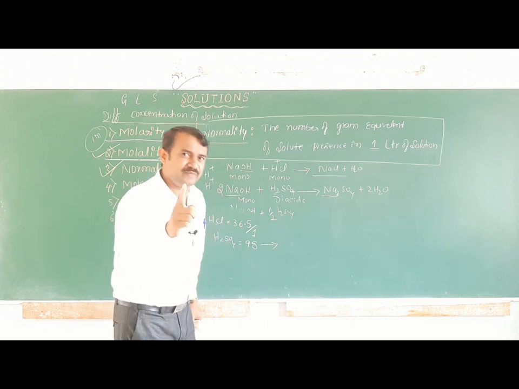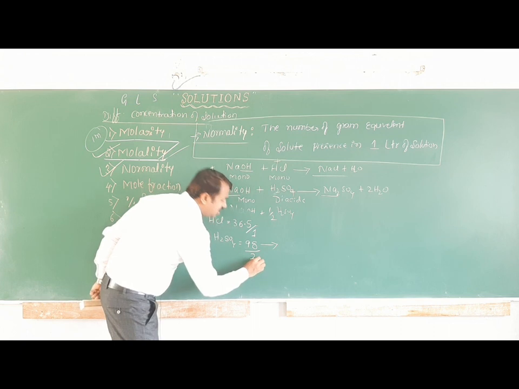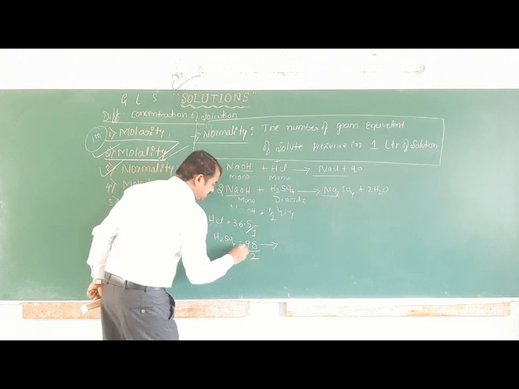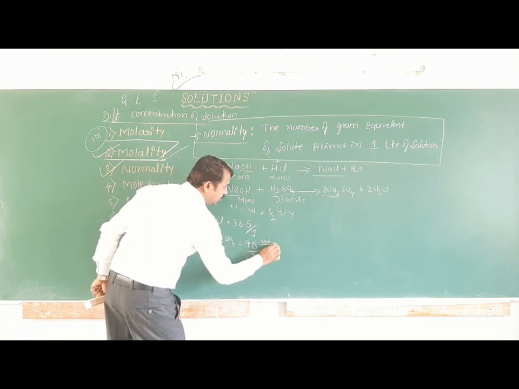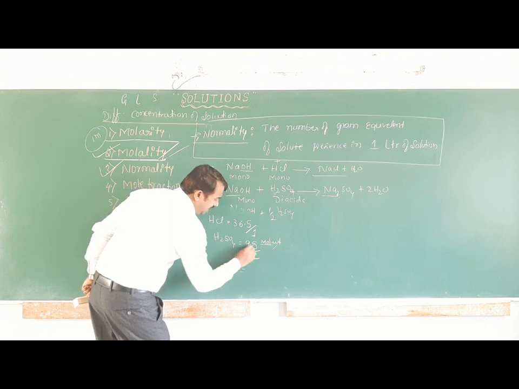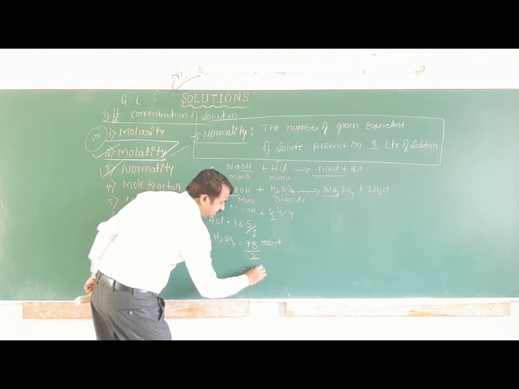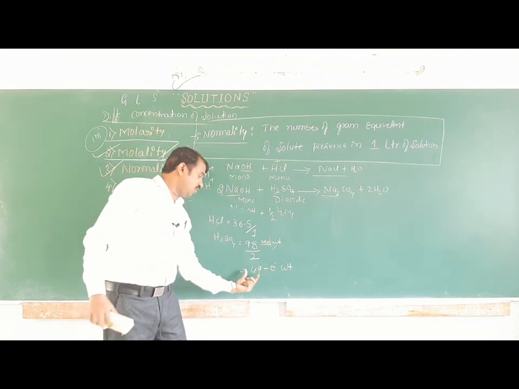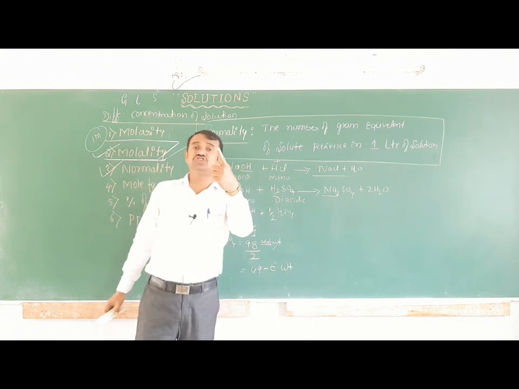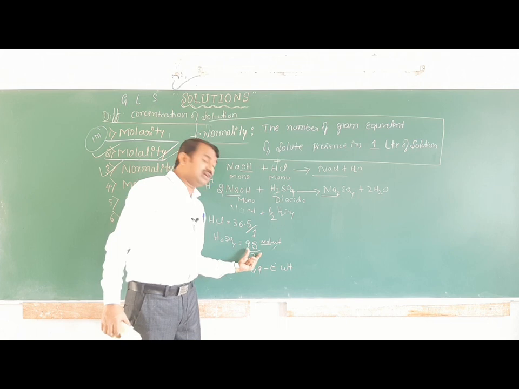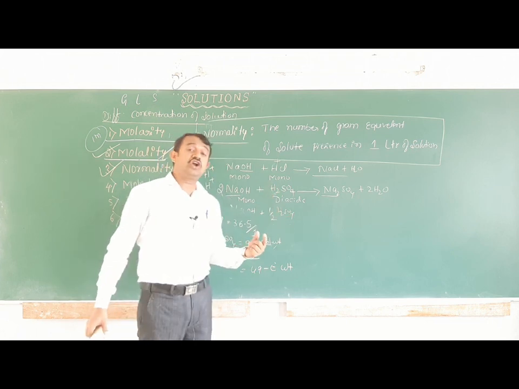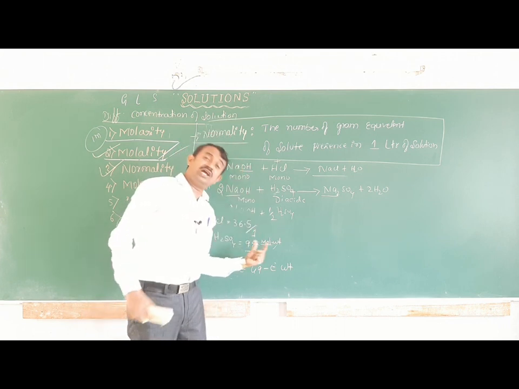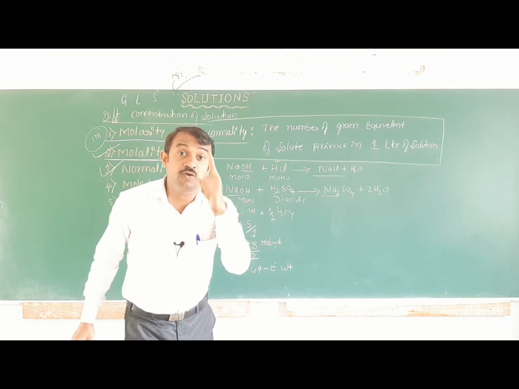But for normality, we go for the biacid, so you have to take the equivalent weight. The molecular weight is 98. When 98 is divided by 2, that is 49, this is the equivalent weight. If you want normality, 49 gram dissolved in 1 liter of the solution is called 1 normal. 98 gram sulfuric acid dissolved in 1 liter of the solution is 1 molar. For molarity you have to take molecular weight, for normality you have to take equivalent weight, you should remember.